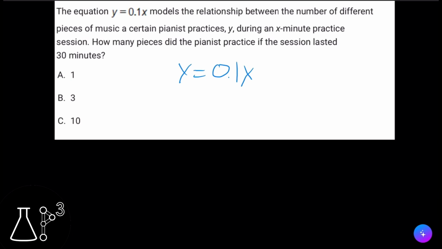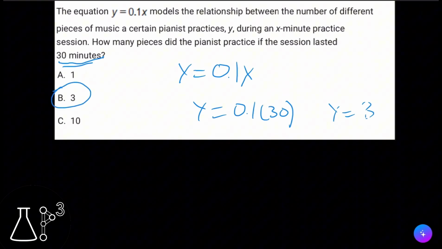And we're given that the session lasted 30 minutes. So what I want to do is plug in 30 for x, because x represents the minutes practiced, and the minutes that she practiced in this session was 30. Therefore, I'm going to plug in 30 for x and figure out how many pieces she played. So y equals 0.1 multiplied by 30, and that's going to give me my answer. If I multiply 0.1 by 30, that equals y equals 3. Therefore, my answer is B.